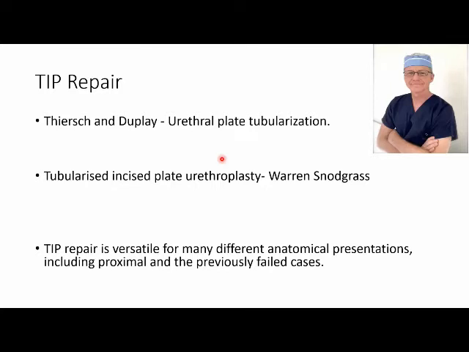So Snodgrass modified this approach by giving a releasing incision on the ventral aspect of the urethral plate, and he made a deep incision so that the incision went in and exposed the corpora. After placing the deep incision, it acts as a releasing incision, and then you will be able to tubularize the available urethral plate. So that was called tubularized incised plate urethroplasty, which was popularized by Warren Snodgrass. Tip repair is actually a versatile procedure for many different anatomic presentations as compared to MAGPI, including proximal and previously failed cases.